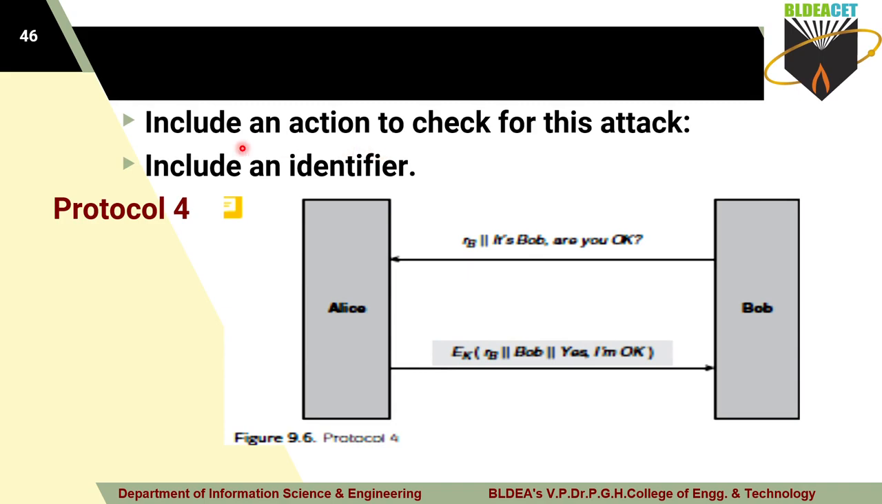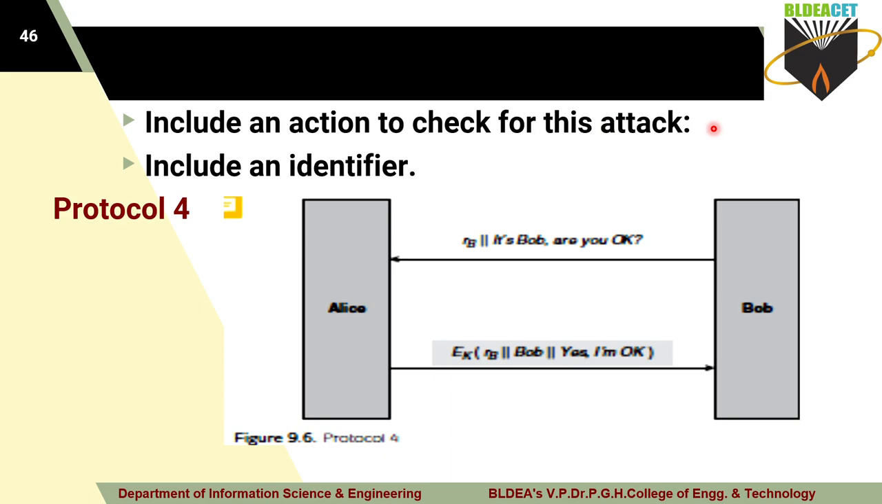So what is the drawback of this one? You have to include an action to check for this attack and you have to include an identifier. If such attacks happen in protocol 3, you have to perform an action and include the identifier. Because of the missing protocol identification, the attacker plays the replay attack. Instead, if you add the identification, then you can prevent such an attack. And if attacks happen, you have to perform some action. Okay, what is the action?